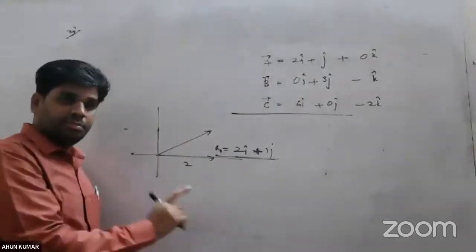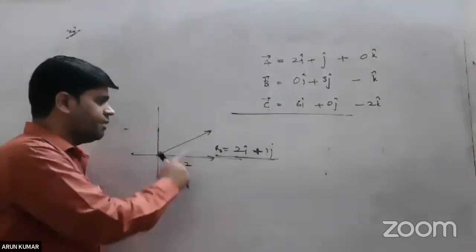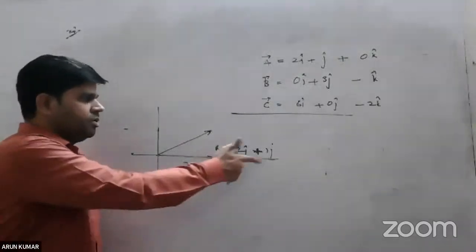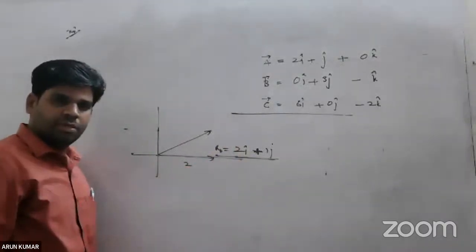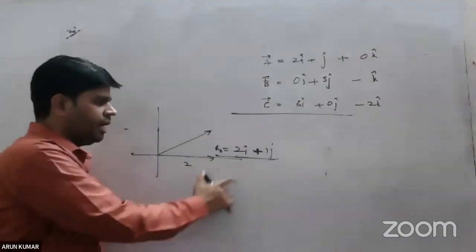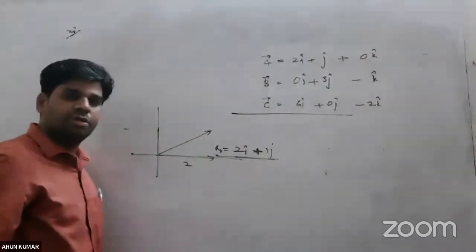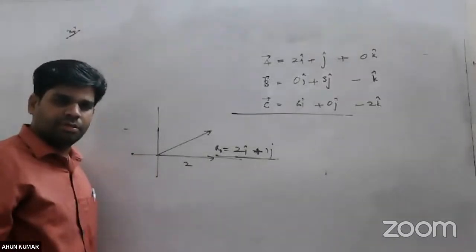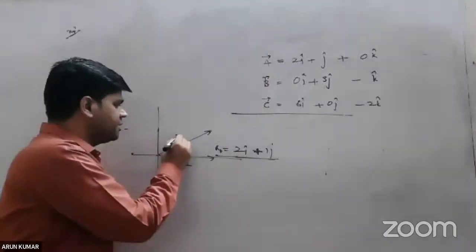That's the answer. That's it. But if I ask you what it is in terms of length or the angle it makes, how will you find out? How do you find the length? The modulus of this one. What is the modulus of this one? Rx i cap plus Ry j cap. Sorry, Rx whole square plus Ry square under root. Root 5 comes, sir. Correct. So root 5 is the length.